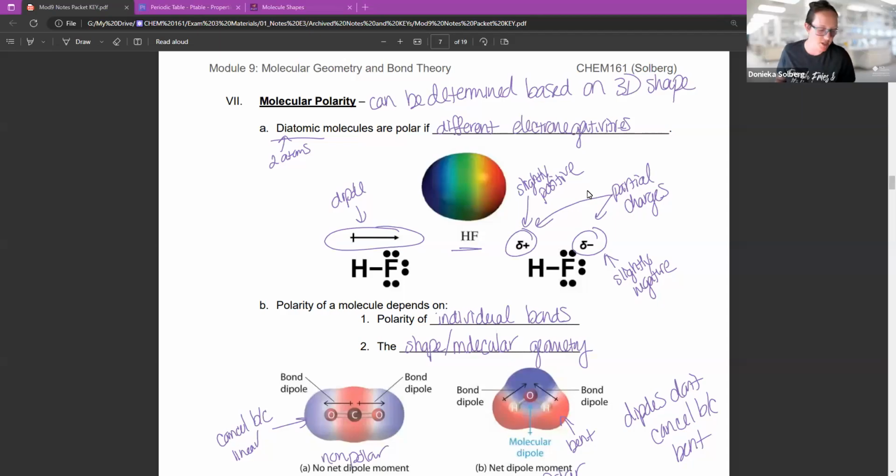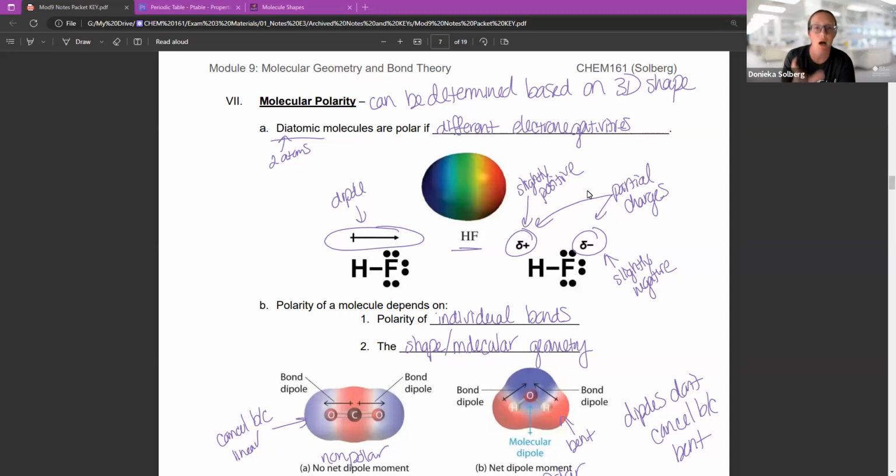All right, this little section is probably one of the most important ideas or topics in chemistry. It's called molecular polarity, and determining if things are polar or not can be kind of difficult, but polarity gives things specific properties and explains a lot of what we see in chemical interactions. So molecular polarity can be determined based on their 3D shape.